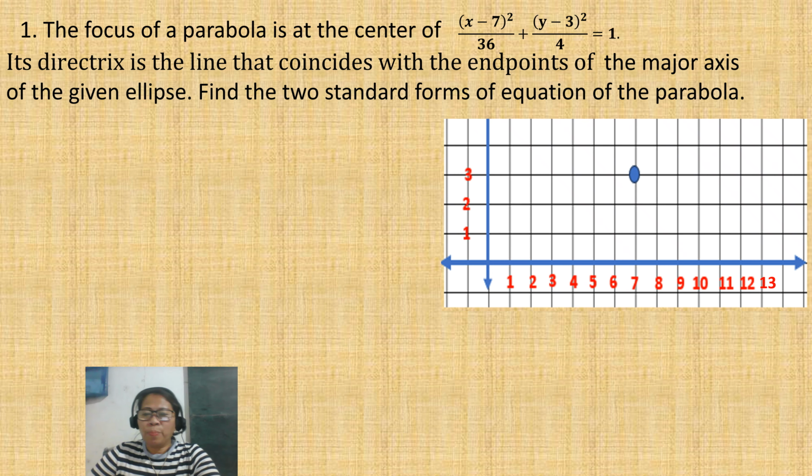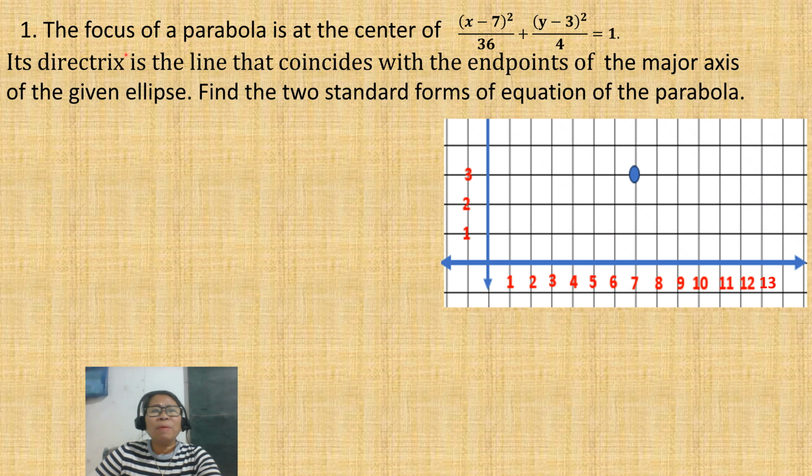Okay, so here is the problem. The focus of a parabola is at the center of this given equation, and this is an ellipse. And its directrix is the line that coincides with the endpoints of the major axis of the given ellipse. So find the two standard forms of equation of the parabola. The most important properties of finding the equation of a parabola are the vertex, directrix, and the focus. But since in the problem, it's only given the focus and the directrix.